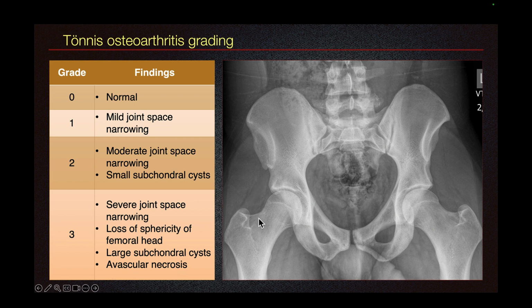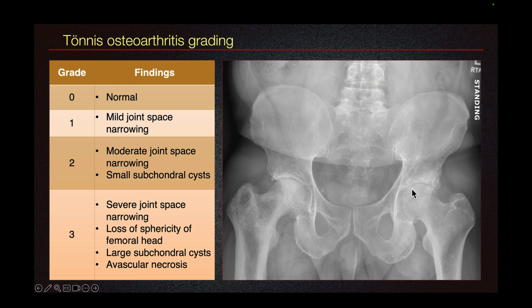On the right, we have image of a 26-year-old male. The joint spaces are completely normal. So this is Tönnis grade 0. There is no osteoarthritis. In this case, in the left hip, there is some joint space narrowing, and we can see this when we compare it to the right hip. Some people may call this mild joint space narrowing. Some people may call this moderate. So there is some subjectivity. There is also osteophyte. In this case, we'll just call this moderate joint space narrowing and give this grade 2.